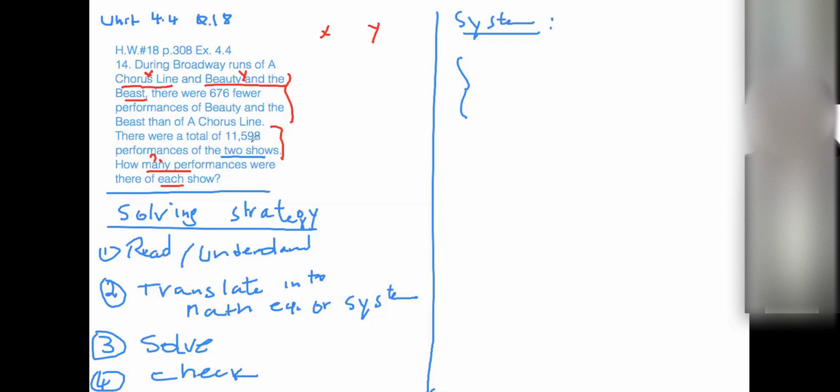Is it 2x plus y equals 11,598? Why the 2x? Because of the two shows? No, by the two shows we mean x and y: Chorus Line and Beauty and the Beast. So if the first one was performed x times and the second one was performed y times, how do you put that into an equation with x and y, knowing the total performances of the two shows?